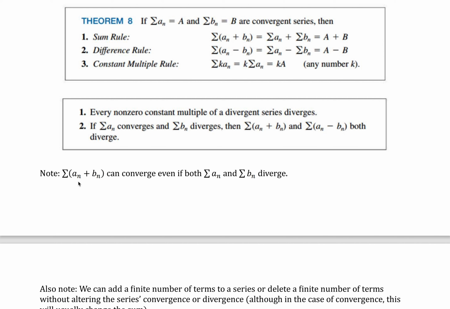Let me give you a for instance. If I were to take the series 1 over n, that diverges. Also, the series negative 1 over n, that also diverges. The first one goes to infinity, the second goes to negative infinity. But if I were to add these together, I would have 0. And if all of the terms are 0, it's a convergent series, it sums to 0. So you can have that special case.